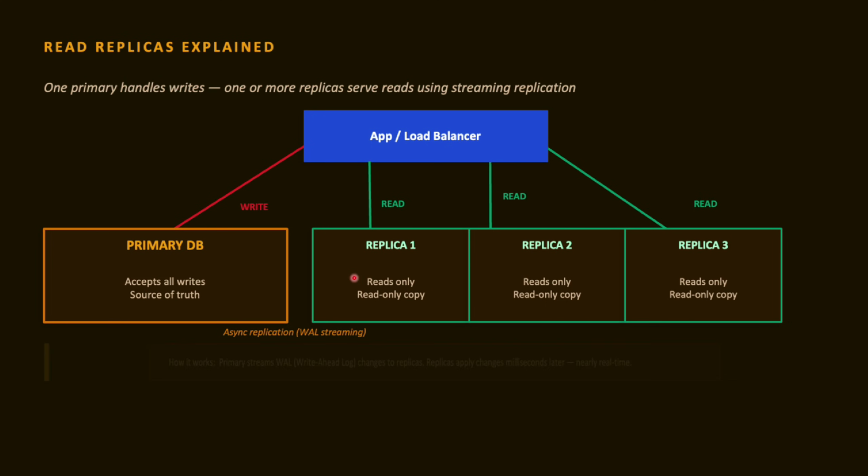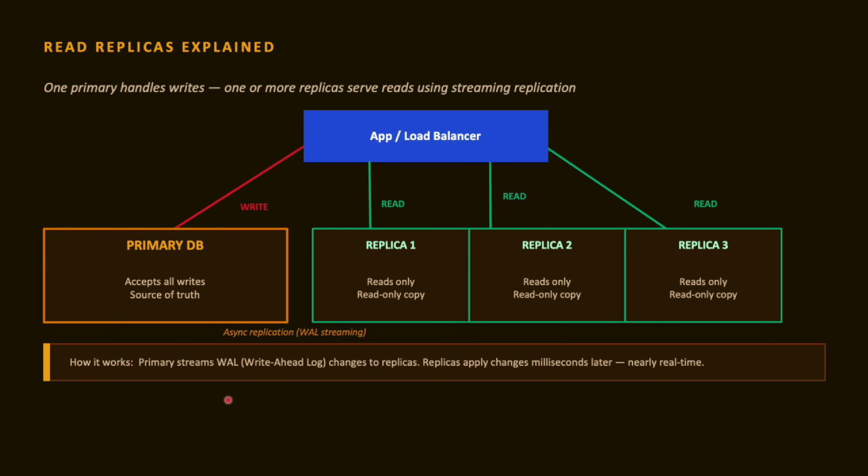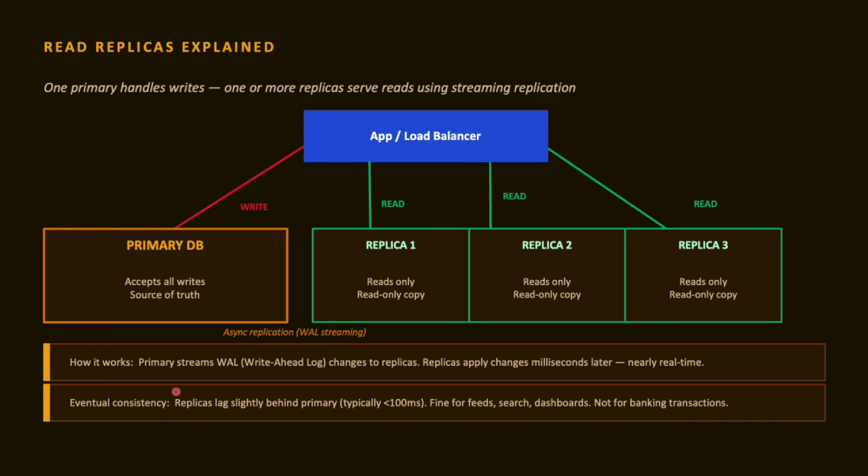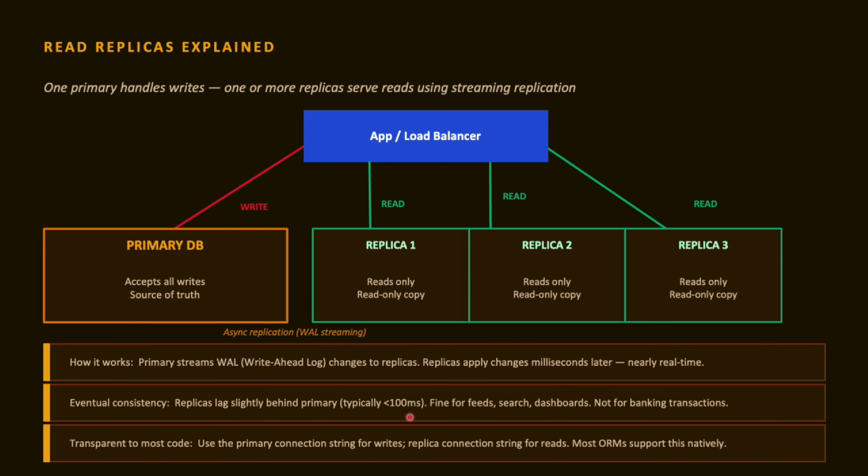The replicas are always slightly behind the primary database. If a user posts a comment and immediately refreshes the page, they might not see their own comment for a fraction of a second. This is usually acceptable for social features, dashboards, and search, but it's not acceptable for financial transactions or inventory management, where you need strong consistency. So the pattern for most applications is to use the primary for writes and for reads that need strong consistency, and use replicas for everything else.